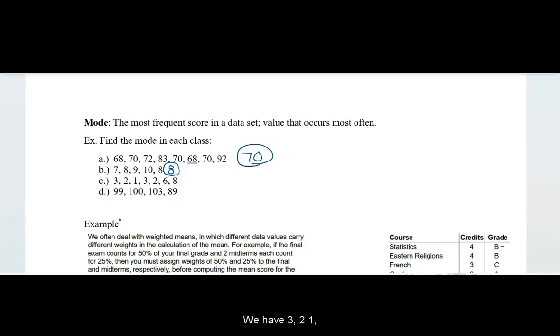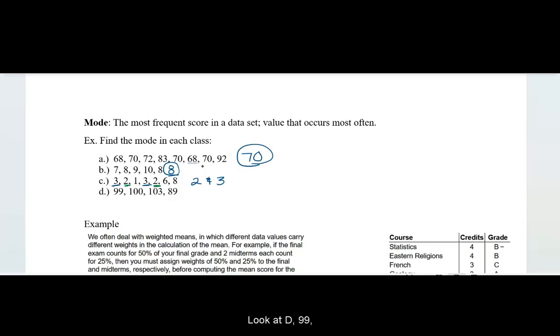Letter C, we have 3, 2, 1, 3, 2, 6, 8. And it looks like here, oh, notice here, I'm going to underline here. The 3 occurs twice, but the 2 also occurs twice. That means that you have 2 modes, the 2 and the 3. Those are your modes for the data set because they both have the highest frequency and the same frequency.